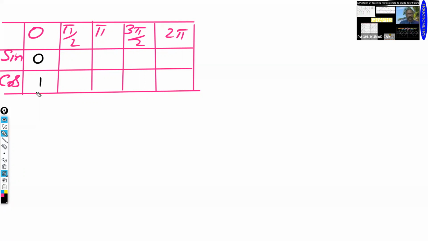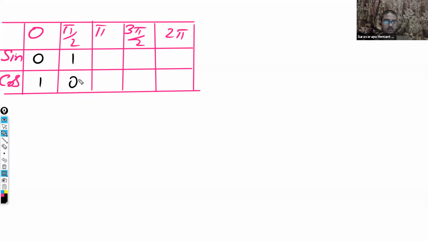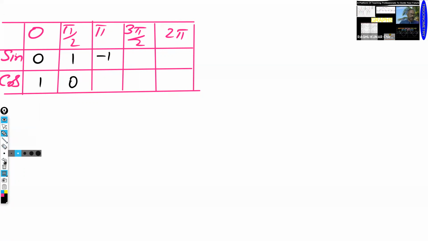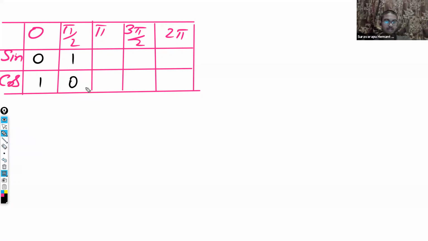Just it will be reversed. That's it. Sine pi by 2 is 1. Cos pi by 2 is 0. What is cos pi? Negative x-axis side, minus 1. Oh, sorry, just a moment. I wrote wrong there. Cos pi by 2 is 0, yes. The cos pi is minus 1.